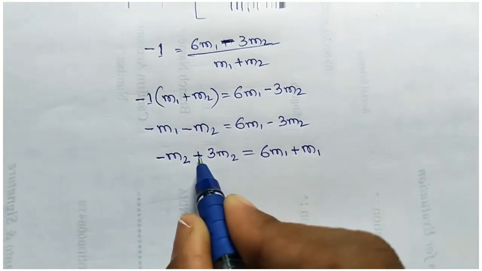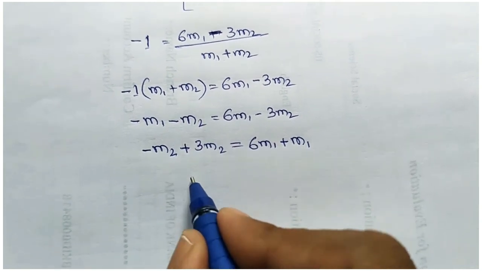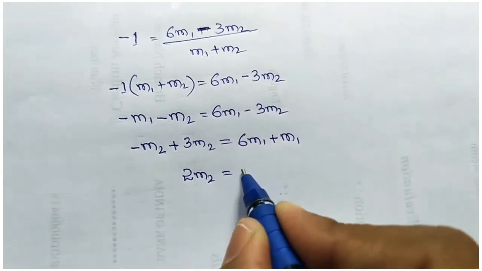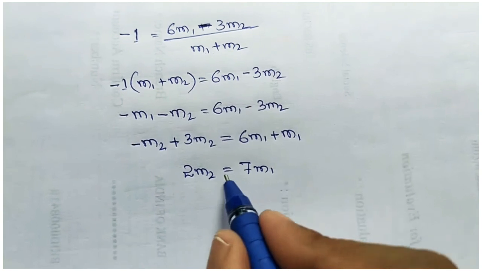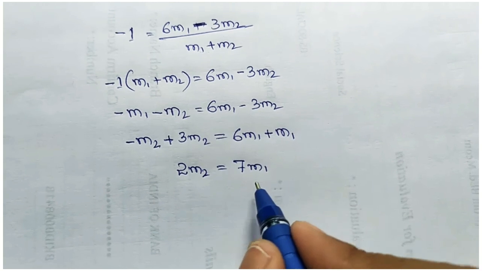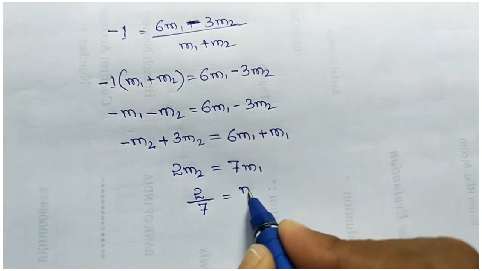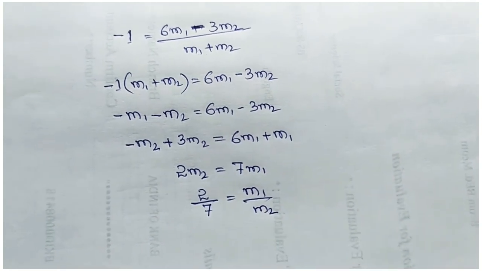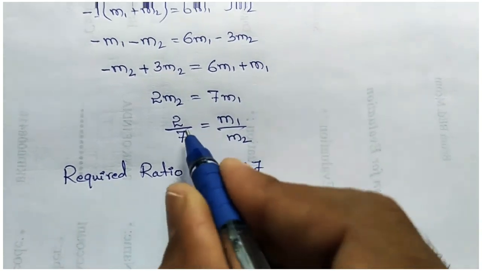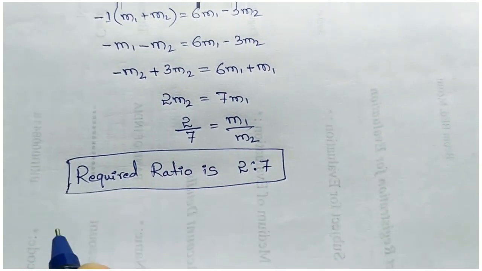So now plus into minus minus, so here we have to do subtraction. 3 minus m1 m2, so that will be 2 m2. 6 m1 plus m1, it will be 7 m1. So now we need the ratio of m1 by m2. So take m2 to the right side and 7 to the left side, it becomes 2 by 7 equal to m1 by m2. So the required ratio is 2:7, 2 by 7 is nothing but our 2:7. This is the final answer.